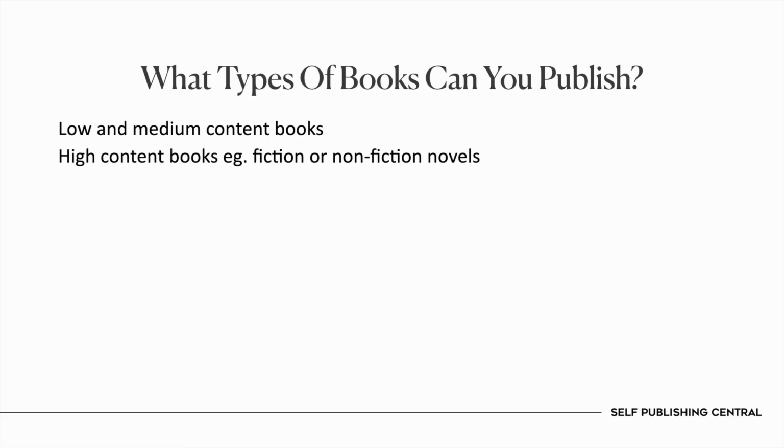But there are many other types of books that you can publish and sell. There are also high content books like fiction and non-fiction books. You can publish poetry books or comic books and children's picture books. Pretty much anything that can be put into a book format, you can publish. And so that is a very basic high-level explanation of what Amazon KDP is and how it works.